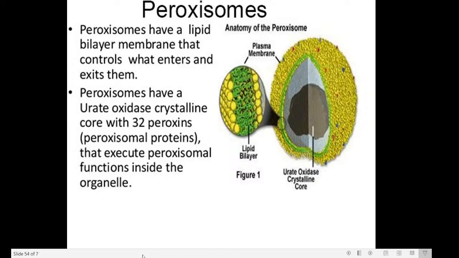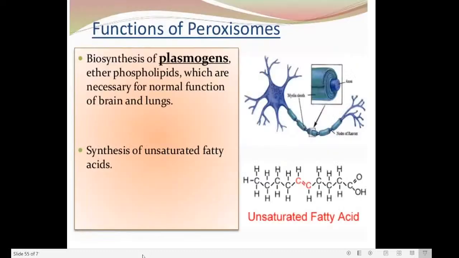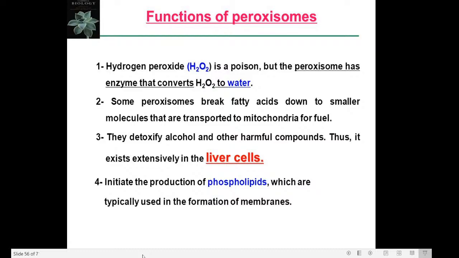There are peroxisomal proteins that carry out the peroxisomal function inside the organelle. What is the function? The biosynthesis of plasmalogen, a phospholipid necessary for the normal function of the brain and lungs. The peroxisome plays a major role in plasmalogen synthesis. It is also helpful for the synthesis of unsaturated fatty acids. It has different functions in different regions.